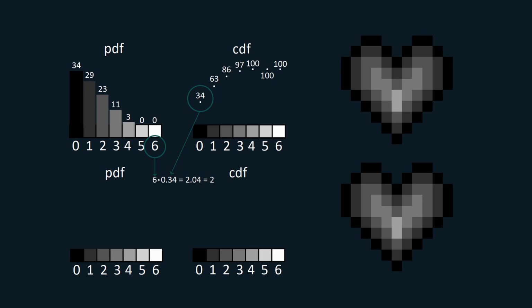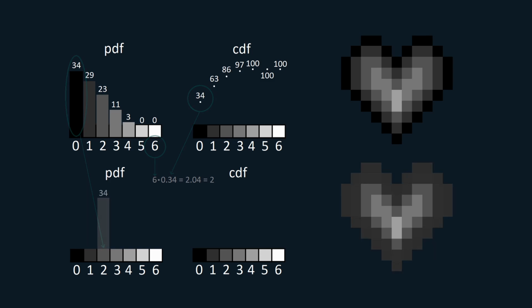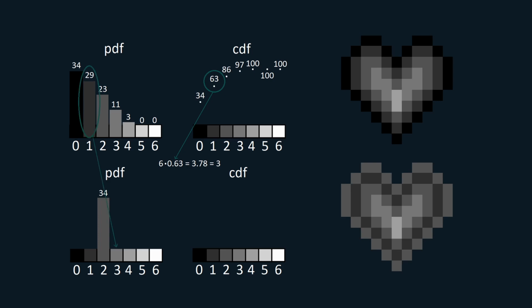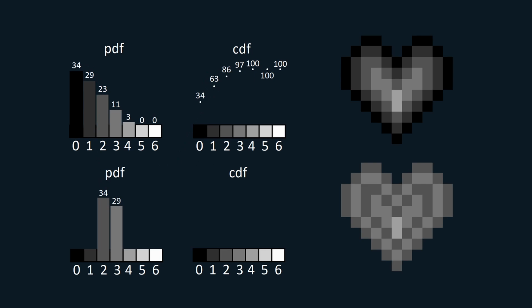So that's it. Now we know that bin 0 of the original image should be bin number 2 in the equalized image. And we update the heart by changing the corresponding pixel values. Let's calculate for the next bin, bin number 1. We again take the number 6 like before, and we multiply it by the CDF value of bin 1. We round down to the nearest integer, which in this case is 3, so bin number 1 in the original image should be bin number 3 in the equalized image. We can continue to do this for the remaining bins in the histogram, and notice how both bin 2 and 3 in the original histogram go to bin 5 in the equalized one.